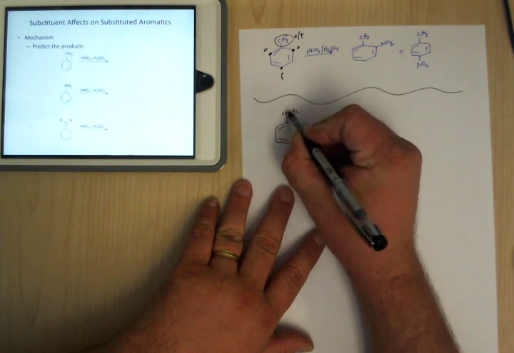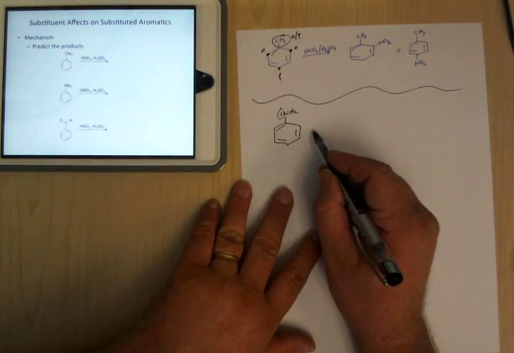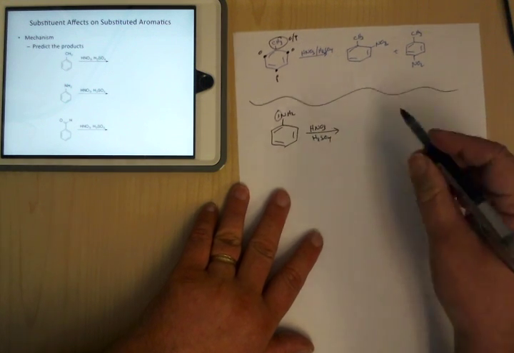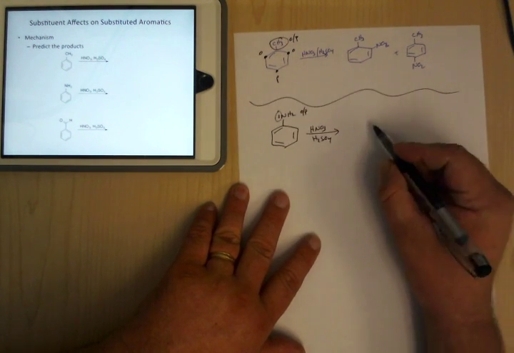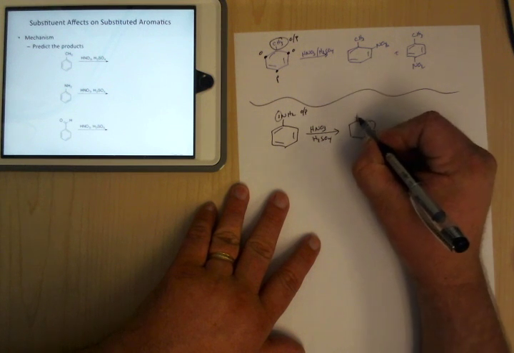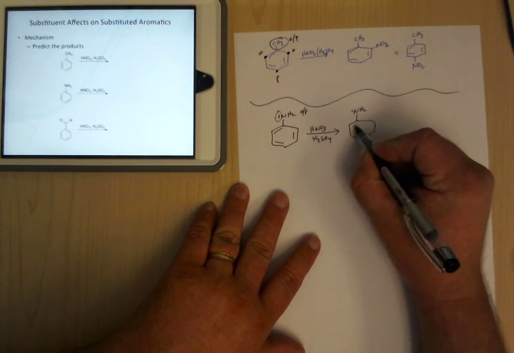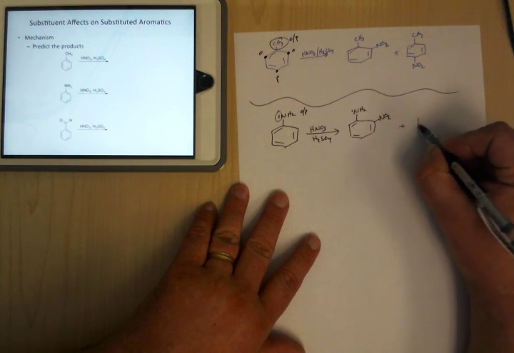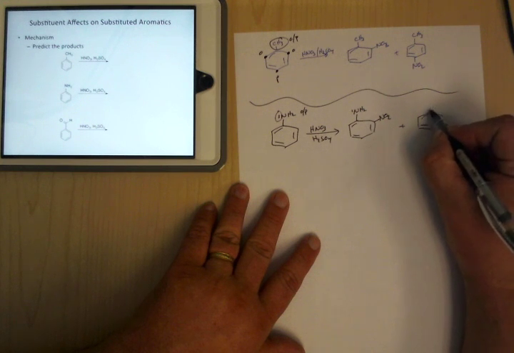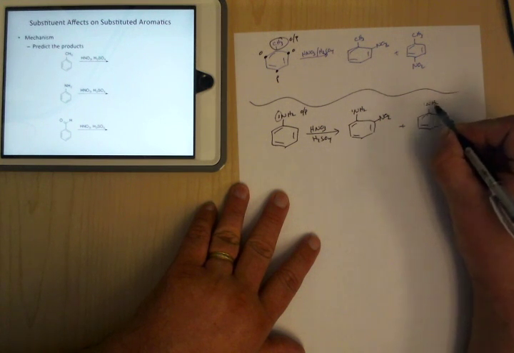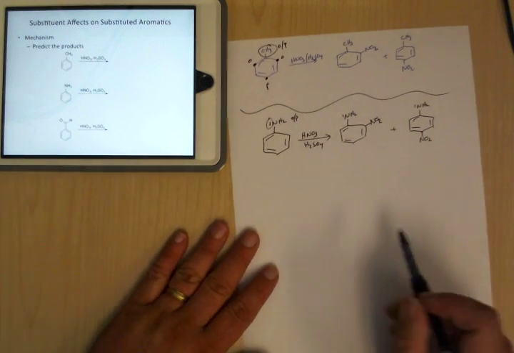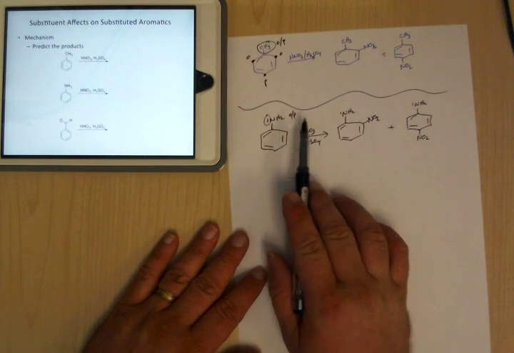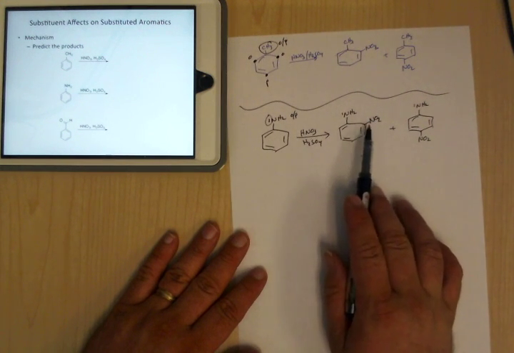NH2. Oh, hey, it's got lone pairs on it, right? Oh, so if we add HNO3, H2SO4, right? Again, this is ortho-para, right? So we're going to get this mixture of nitro group here, nitro group there. Okay? Doesn't matter what this chemistry is. Does not matter what this chemistry is. The next group that goes on is going to go ortho-para.